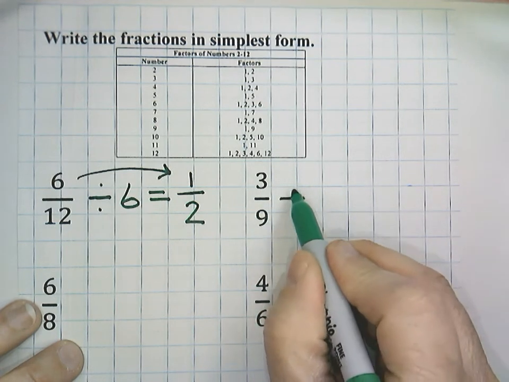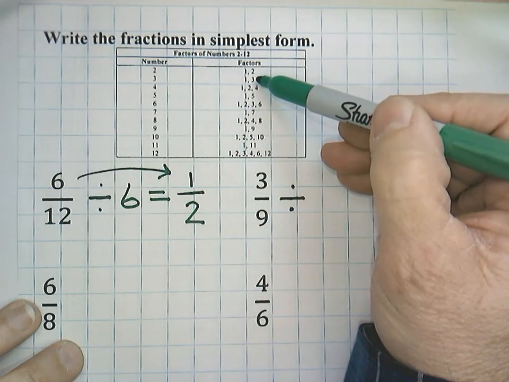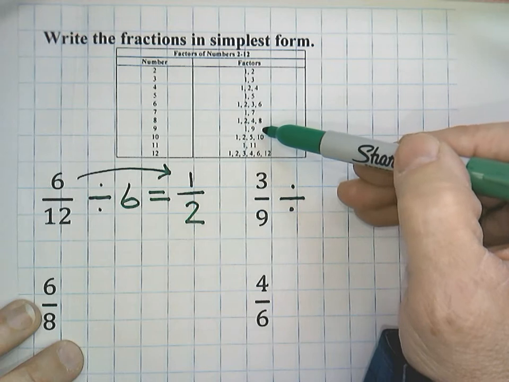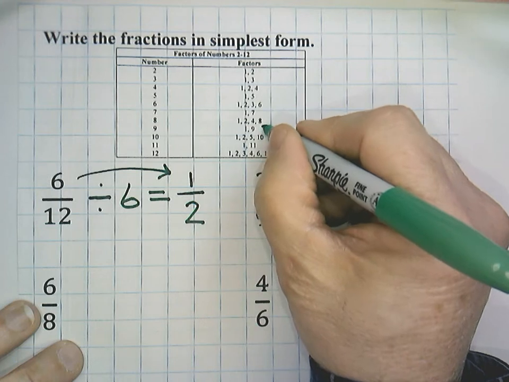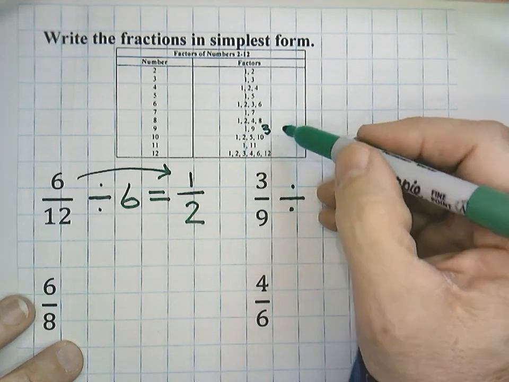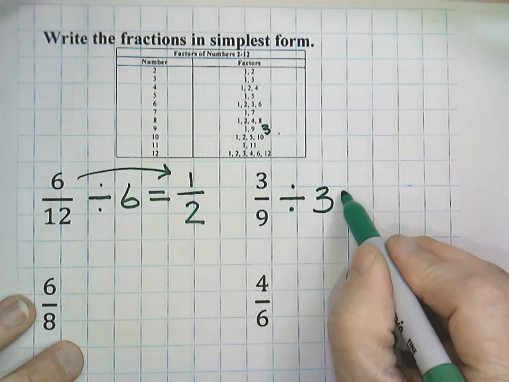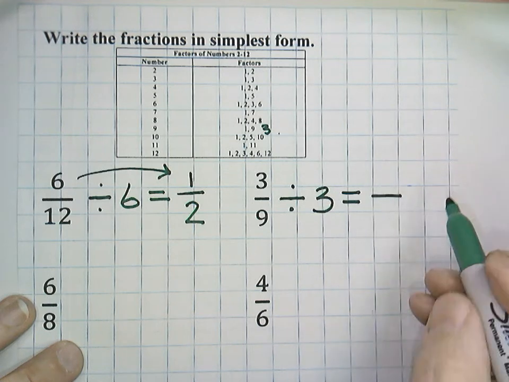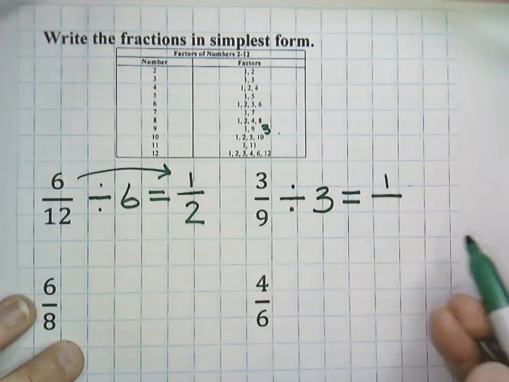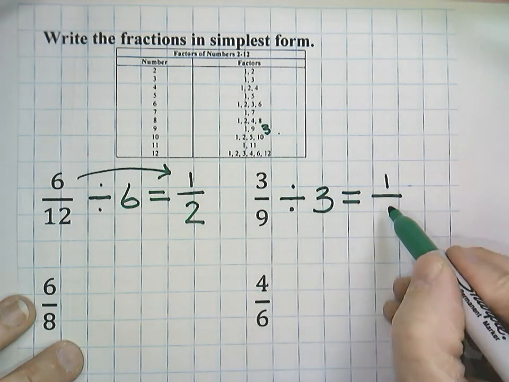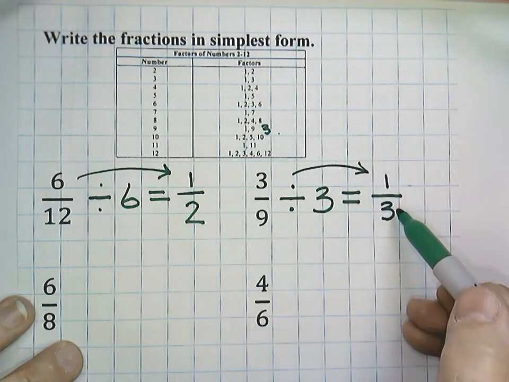3/9. We said we're going to divide for this lesson. The factors for 3 are 1 and 3, and factors for 9 are, that should be 1, 3, and 9. That's a typo, so there should be a 3 in there. And so our greatest common factor would be 3. And I'm going to make my fraction bar. 3 divided by 3 would be 1. And on the bottom, 9 divided by 3 would be 3. So 3/9 would simplify into 1/3.